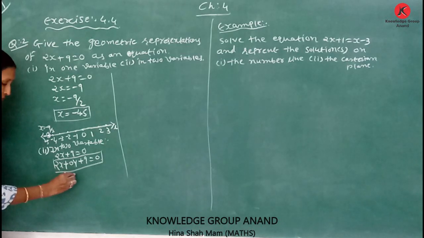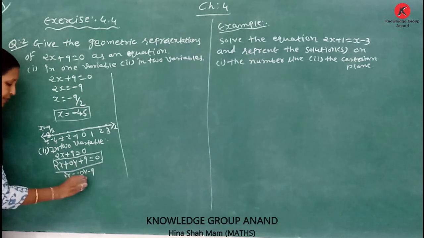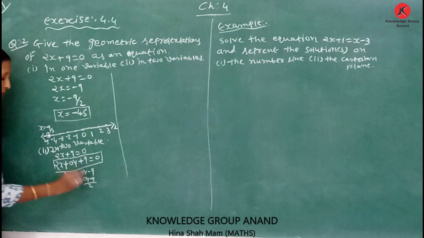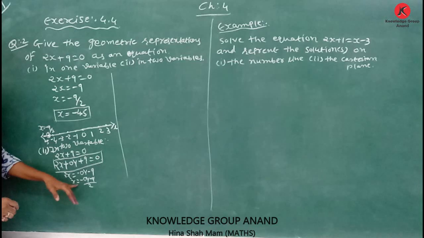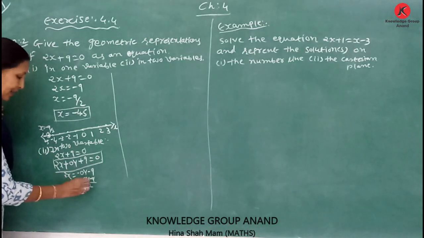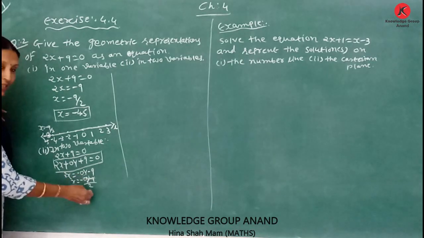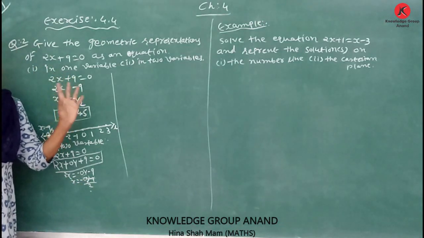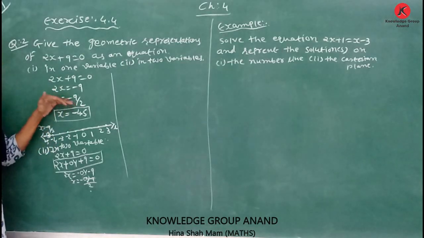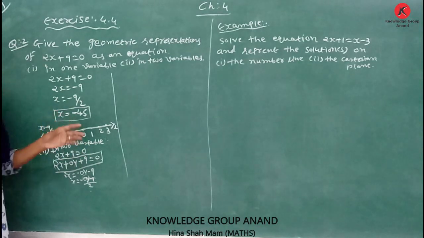2x equals minus 0y minus 9, so x equals (minus 0y minus 9) divided by 2. If you don't do it orally, then you calculate it this way: x equals minus 0y, put y equals 1, so 0 minus 9 by 2. Here the x value is constant, minus 9 by 2. We have x equals minus 9 by 2 given in one variable or two variables.